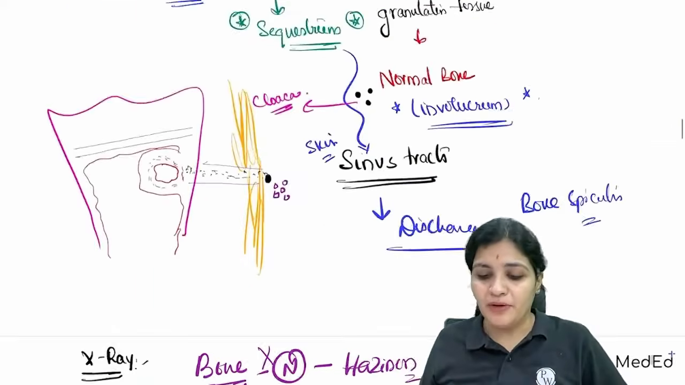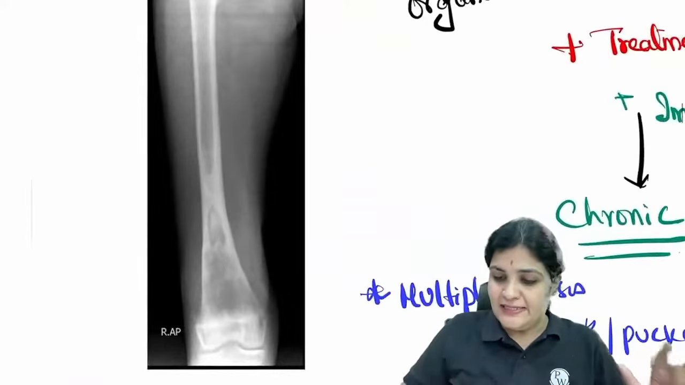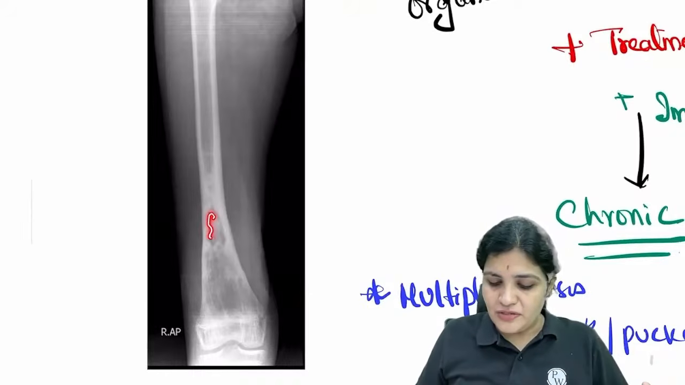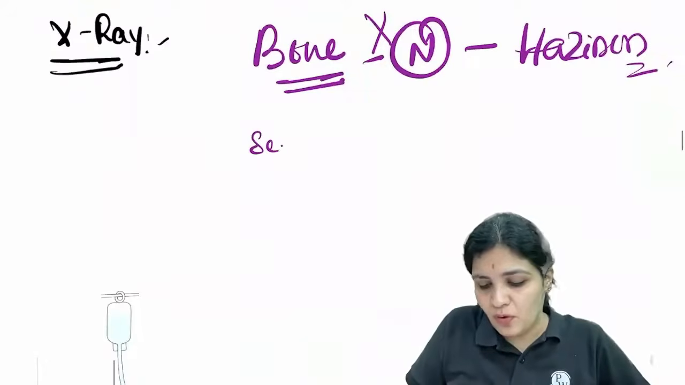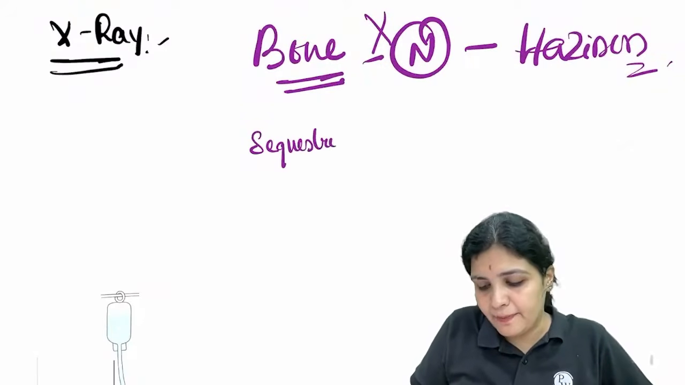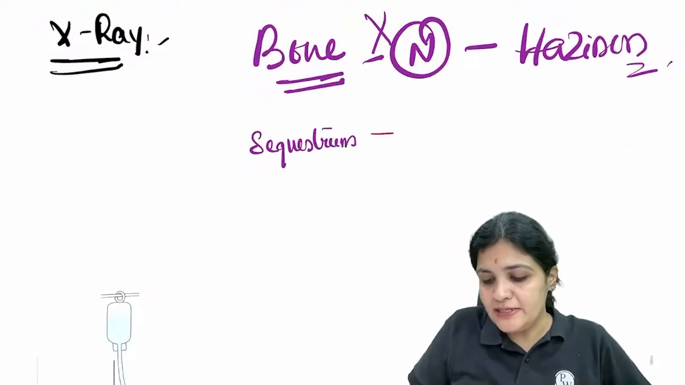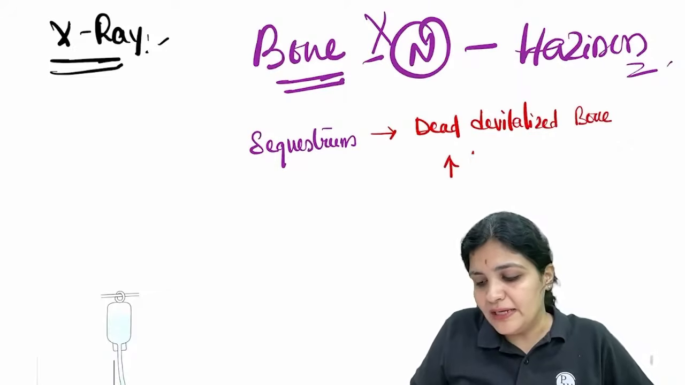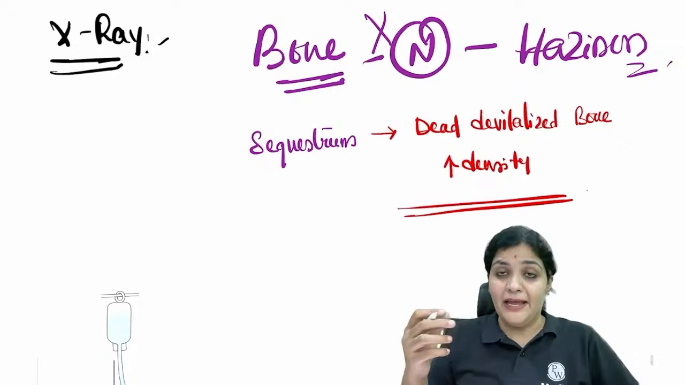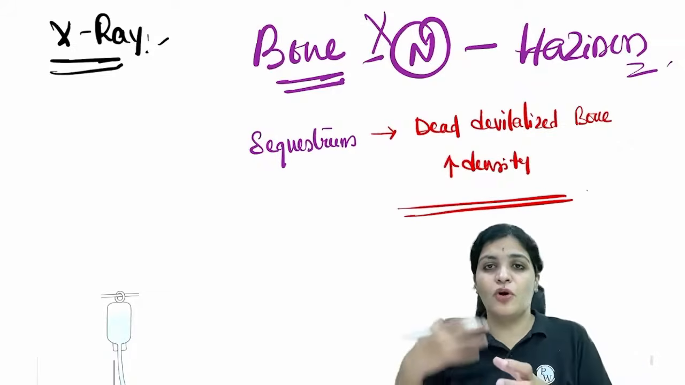And the most important thing you see on the x-ray is this. So this is the sequestrum. So what is a sequestrum? So you see the sequestrum on the x-ray. It is called the dead, devitalized bone, right? So this is a dead devitalized bone with increased density, because something which is dead has no blood supply, so there is no normal process of osteoporosis.